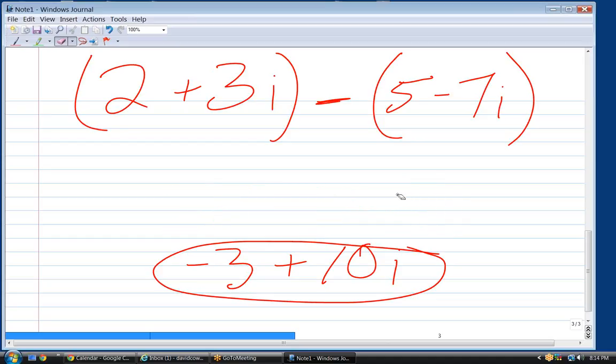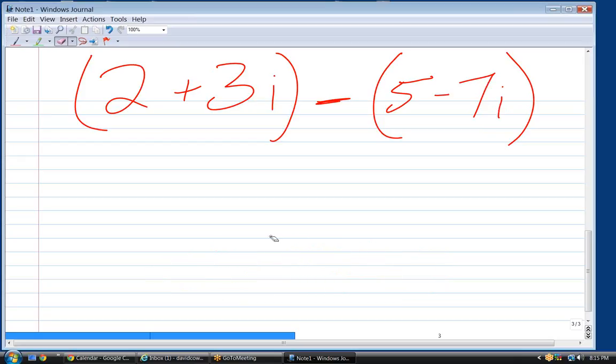Okay. And that's all you have to do. You don't really need to think about distributing that. You need to think about that minus that, and then this minus this whole thing. So in a way, I guess you do distribute it, but that way it's a little simpler to think about. And so addition and subtraction is quite easy.